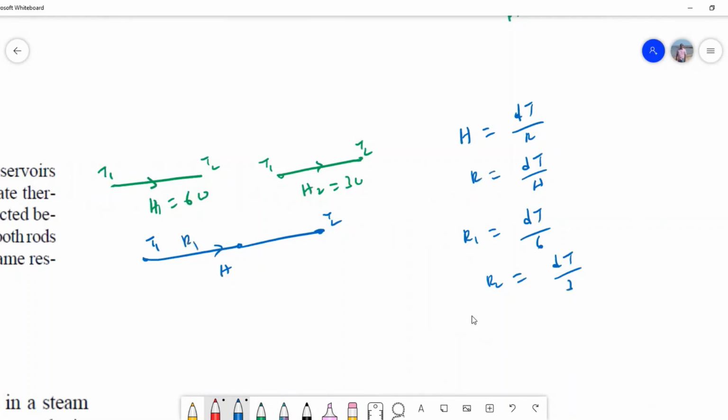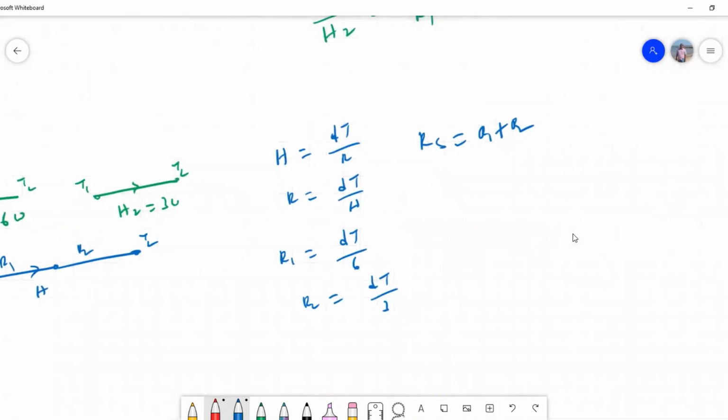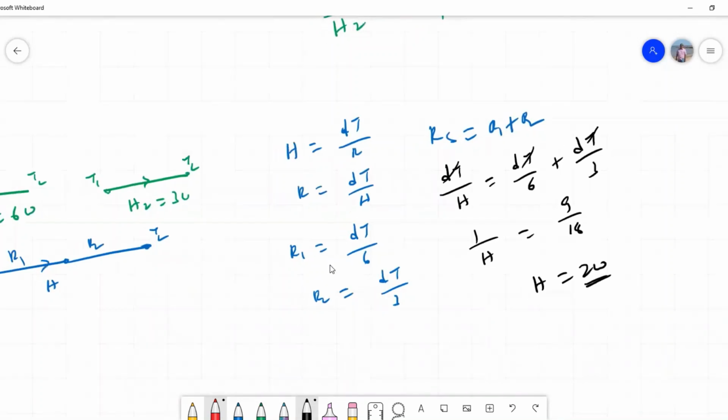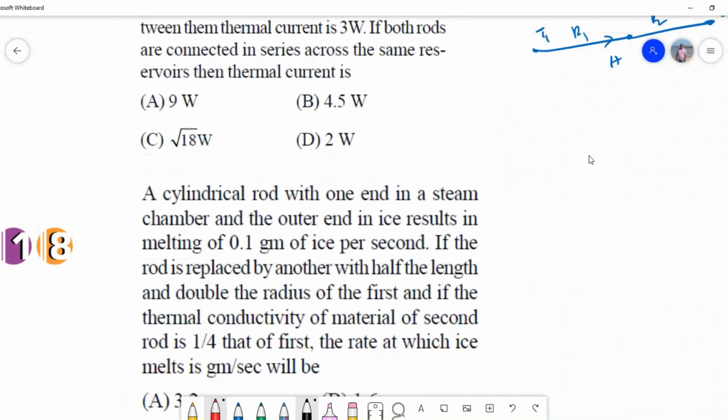Since the rods are connected in series, simply I can write Rs is equal to R1 plus R2. So here also I'll apply the same concept. dT upon the effective heat current H is equal to dT by 6 plus dT by 3. So dT cancels anywhere. So 1 by H equals, taking LCM, 9 by 18. Simply H is equal to 2 watt. So if the two rods are connected like this, the effective heat current will be 2 watt. That's a very good problem.